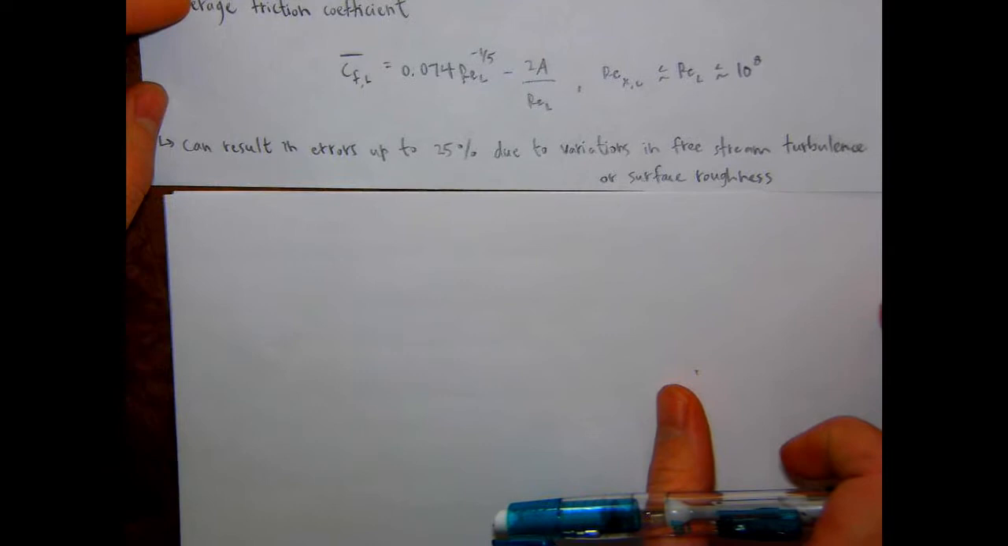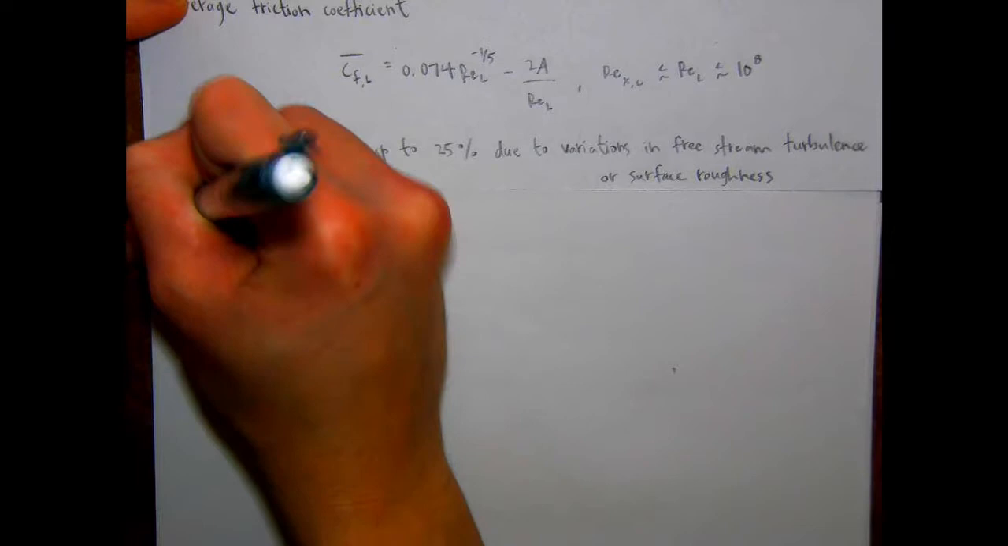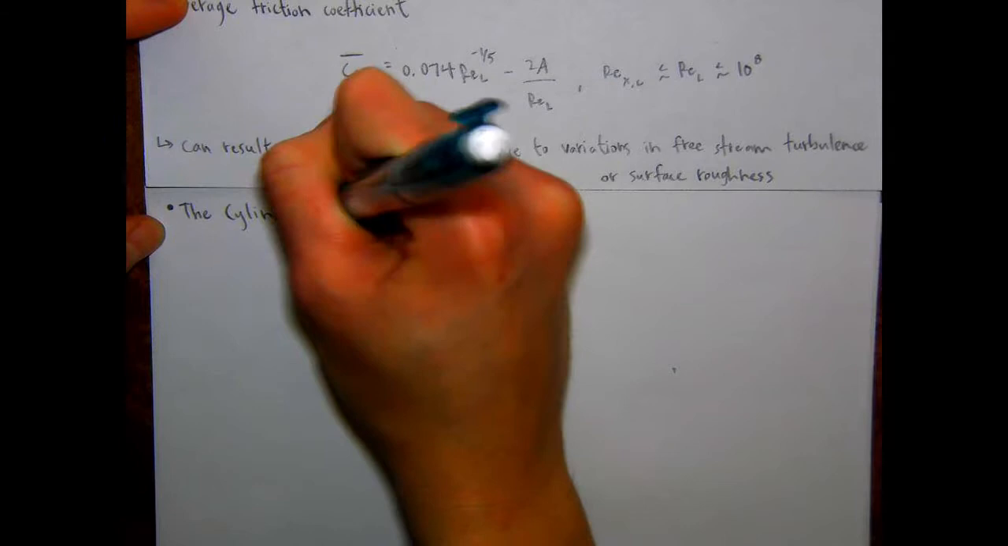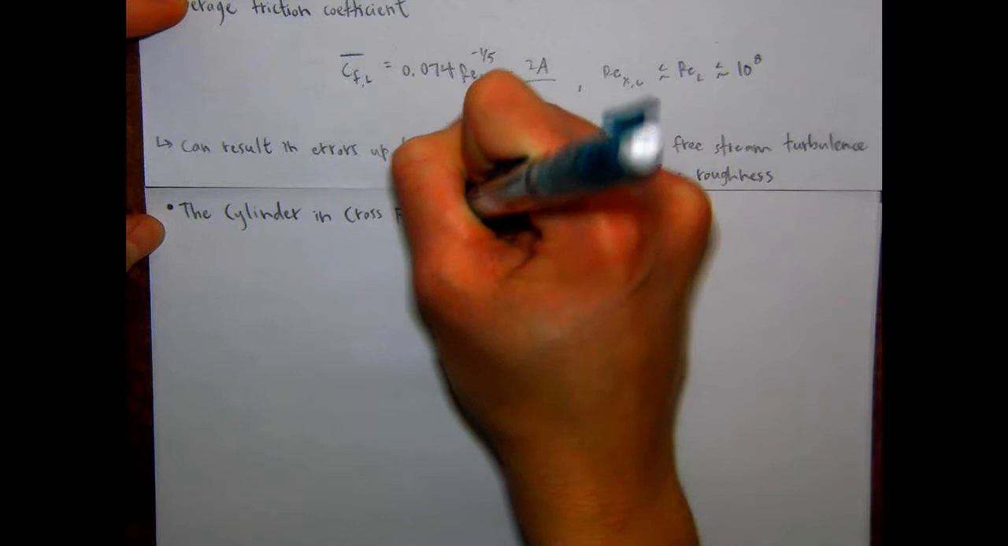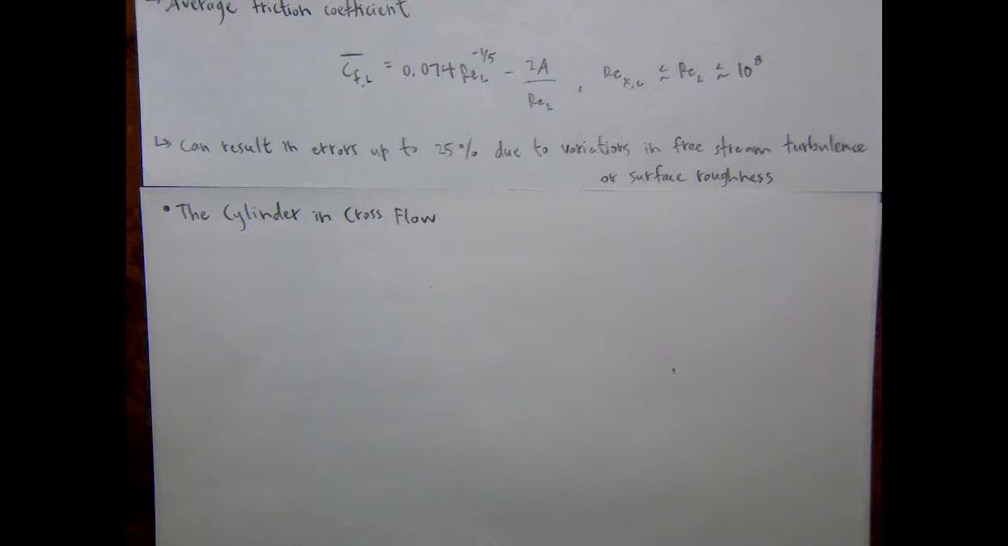Okay, so we're going to move on to talking about the cylinder in crossflow. That means that flow is moving perpendicular to the axis of the cylinder. So we talk about a cylinder, the characteristic lengths, the Reynolds number, etc., are calculated using the diameter now rather than the length of the plate. So we're going to write expressions for the diameter-based Reynolds number and diameter-based Nusselt number.